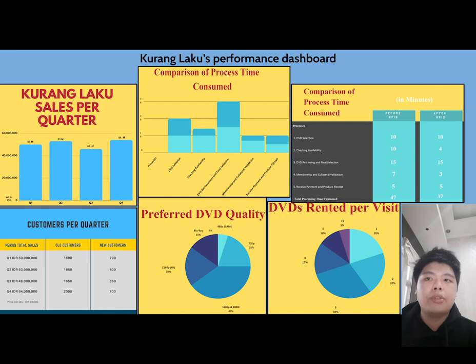Now the next one is the DVD rented sales. This is another output that we try to observe and estimate, and we projected that on average a majority of people tended to rent 1 to 3 DVDs per visit, with the highest percentage of people renting 3 DVDs. The reason we believe this is true is that in our projections, people don't actually come to Kurang Laku to rent just 1 DVD.